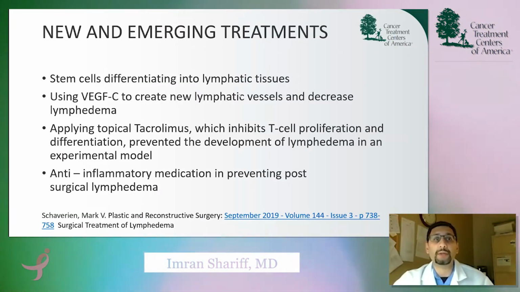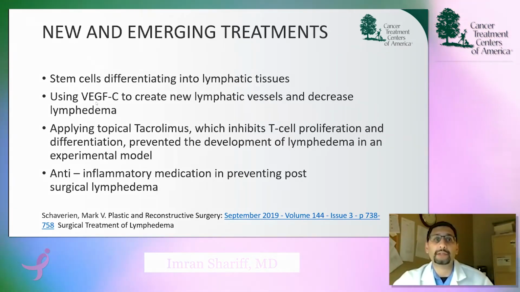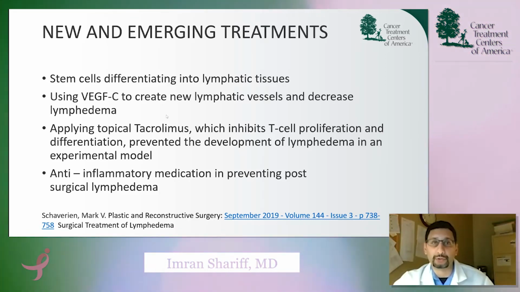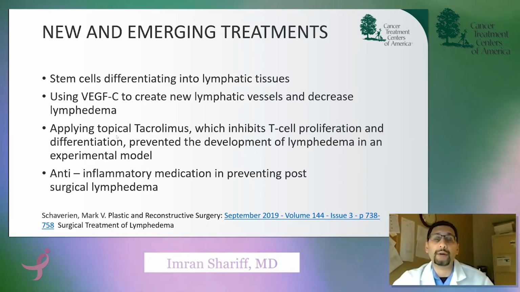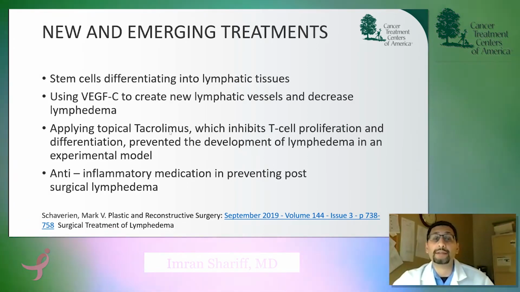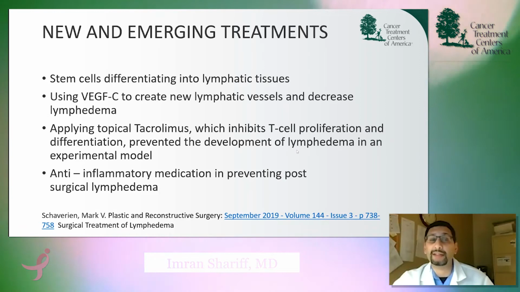New and emerging treatments, well, using stem cells to differentiate into lymphatic tissues, using something called the vascular endothelial growth factor to create new lymphatic vessels and decrease lymphedema. This is something that's also natural in the body, and how you have what we call lymphangiogenesis, or creation of a new lymph vessel. Applying topical tacrolimus, which is an immunosuppressant medication used in basically patients receiving transplant, so they don't reject the transplant. And it's basically involved in inhibiting T cell proliferation and preventing the development of lymphedema, which has been studied in an experimental model.